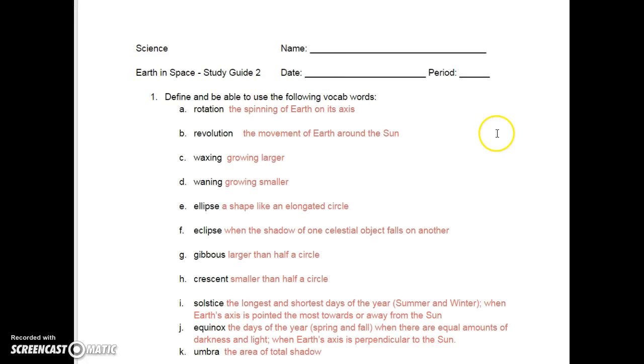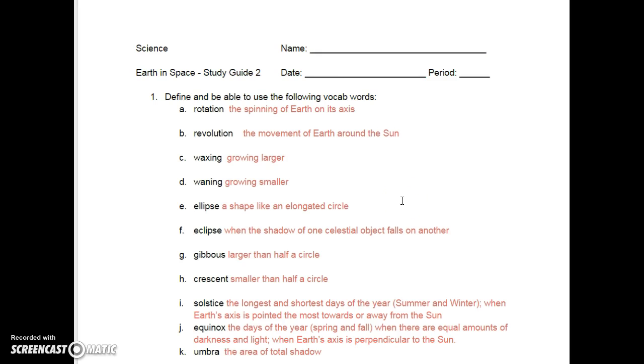Here we are with Study Guide 2. I'm going to remind you again that you get to use this study guide to help you write your answers on the essay portion of the test, and so having thorough and complete and correct answers here is going to help you get a better grade on the essay portion.